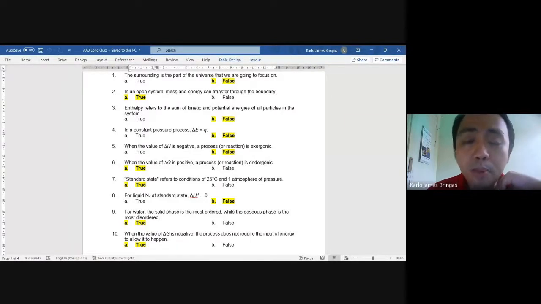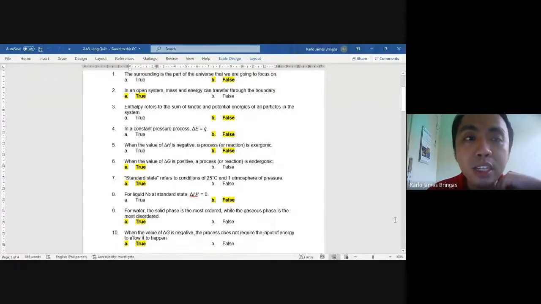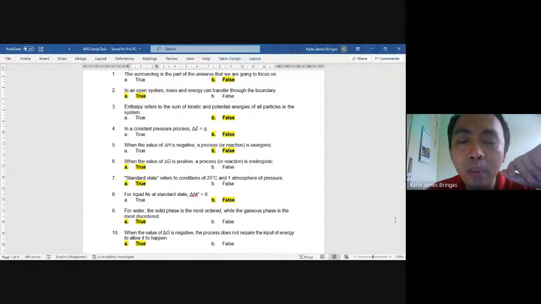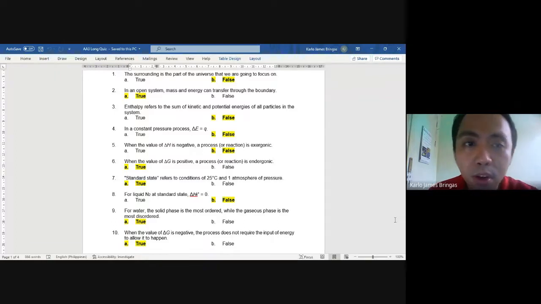Now for the problem solving, some of them we were just asked to input our answers. And for the last two items, we were asked to also solve them on a piece of paper, take a picture of that, and then upload the picture on KHub. With that, let's now go over our long quiz from last week, starting with the multiple choice.